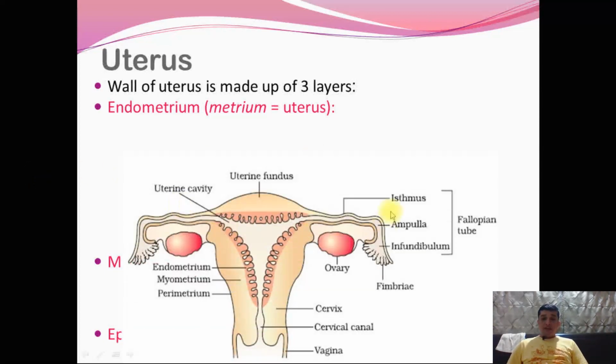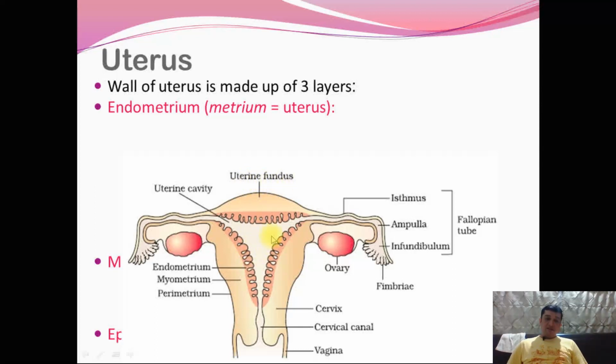So for the endometrium, you can just see in this diagram, very easily you can locate it. This is the inner glandular structure, having lots of blood vessels, that's why I have shown it as a slightly darker part. This is the upper part of the uterus, which is called the uterine fundus.